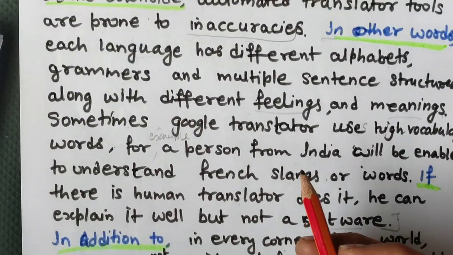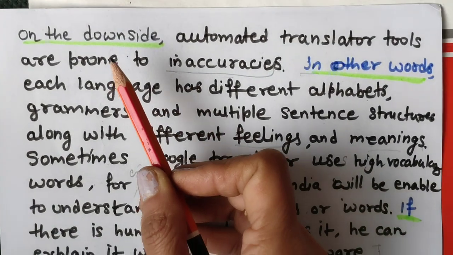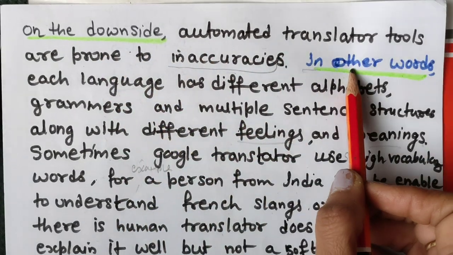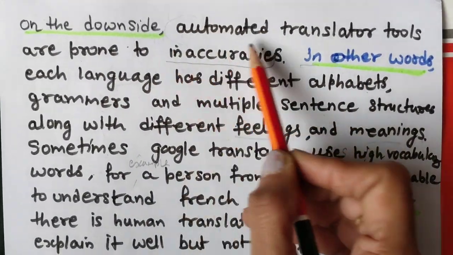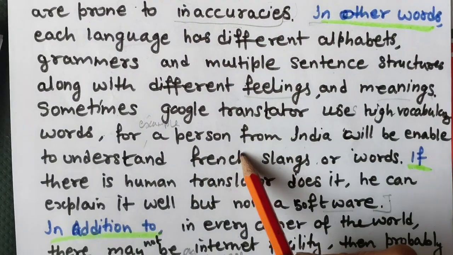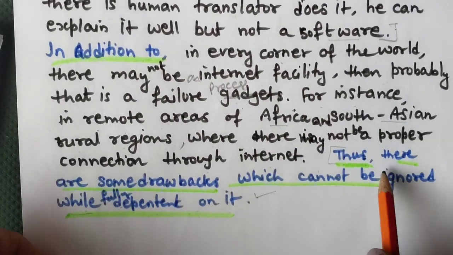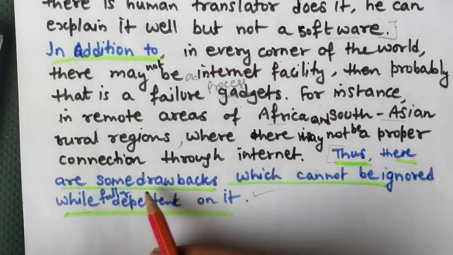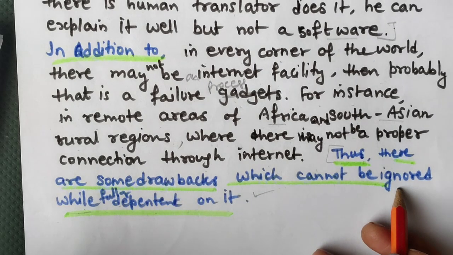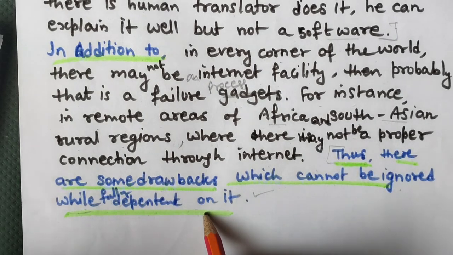And so these are the connectors, how you can start the body paragraph on the downside. In other words, this is the announcement of the point and its explanation, and next point, in addition to, and finally I have concluded the paragraph. Thus there are some drawbacks which cannot be ignored while fully dependent on it.